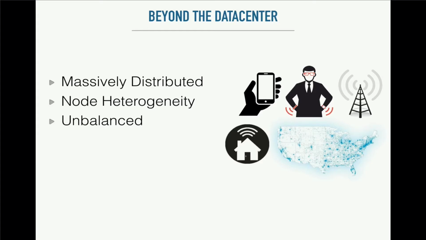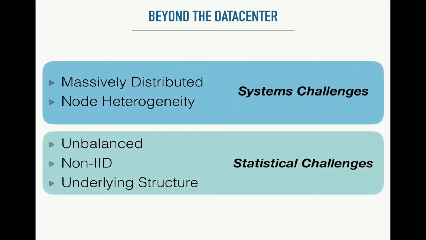There can also be heterogeneity in terms of the actual data that's generated. So you could have very unbalanced data or data that's coming from non-identically distributed distributions. So much so that there could be interesting underlying structure to the data that's being generated. And so in terms of thinking about this problem beyond the data center, these challenges break down into the more systems-related challenges as well as the statistical challenges.